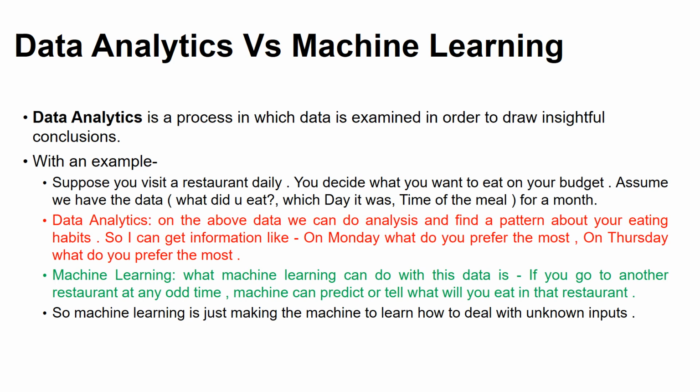Whereas machine learning is what it can try to do something with your data. So you are going to a completely different restaurant at a different time. Machine learning can try to predict and tell what you prefer based on the menu items of that particular restaurant. So machine learning is making the machine learn how to deal with unknown inputs.